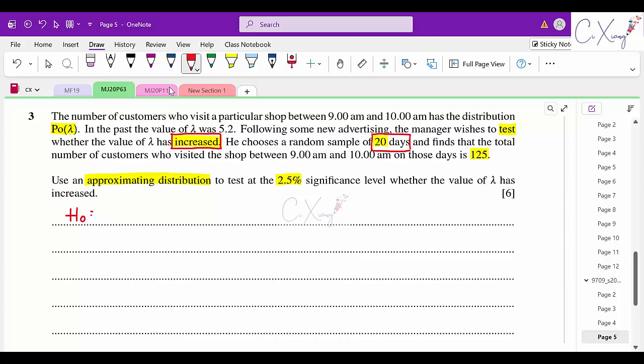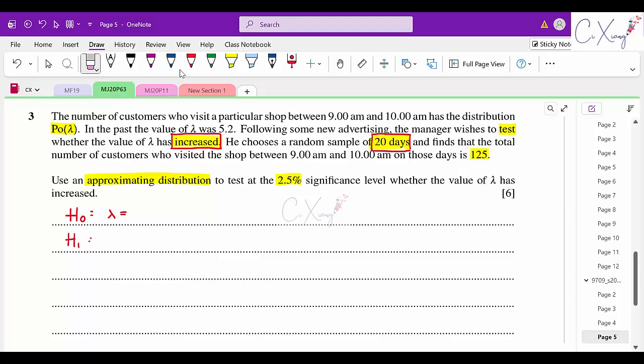So let's have a look at the null and alternative hypotheses first. For the null hypothesis, you want to test lambda equals 5.2. But if you observe in detail, we are not taking 1 day to run the test, because 5.2 is for 1 day only. To carry out the test, we are taking 20 days. Do you see the 20 days here? If for 1 day the lambda is 5.2, then what happens for 20 days? Your lambda will also change according to the number of days that we have.